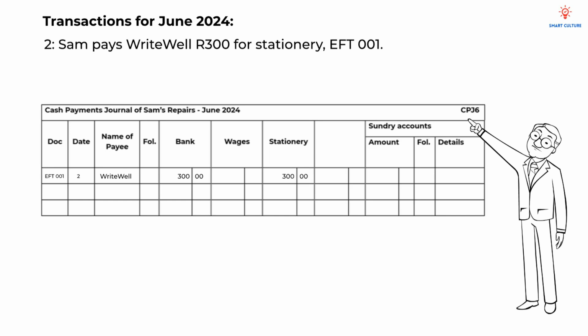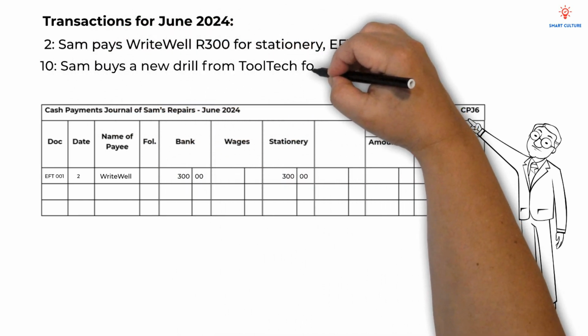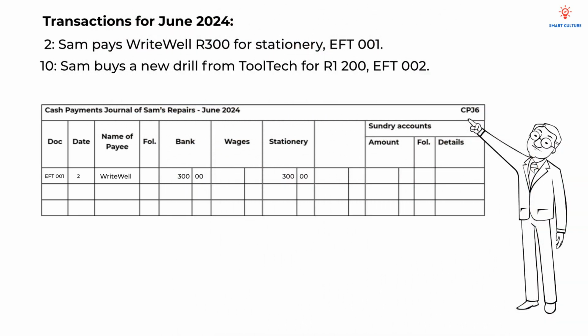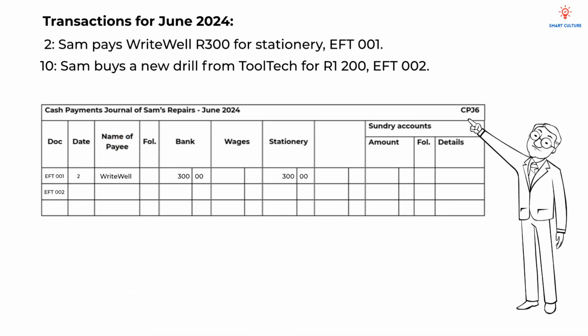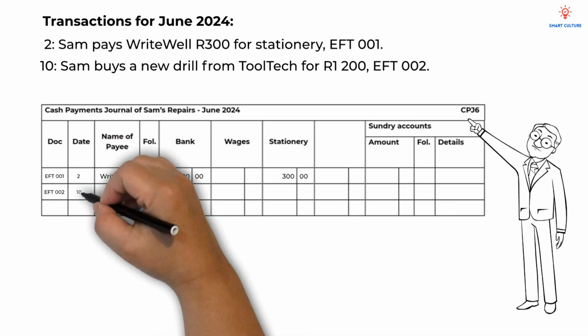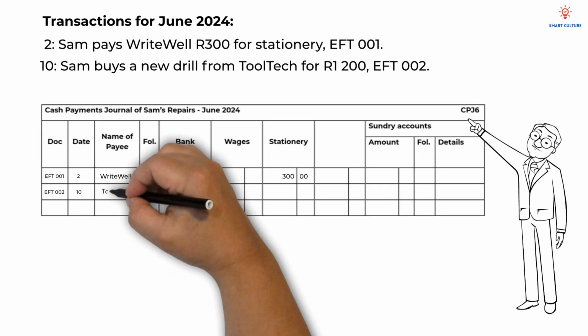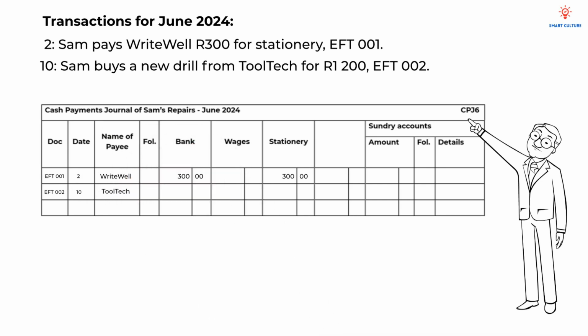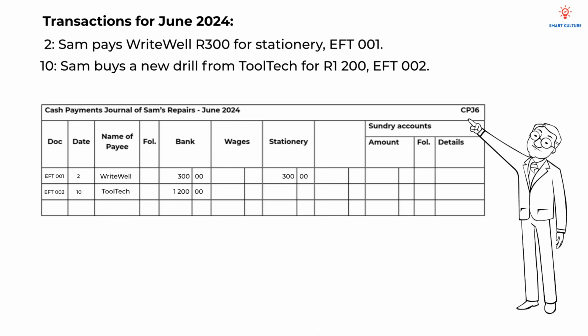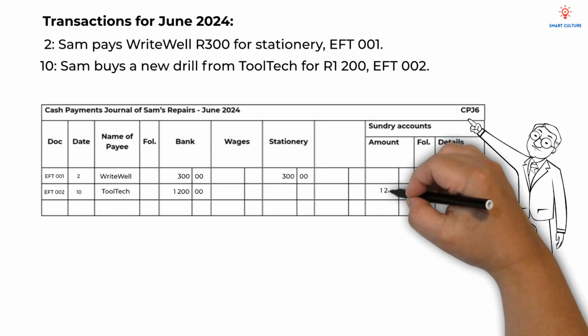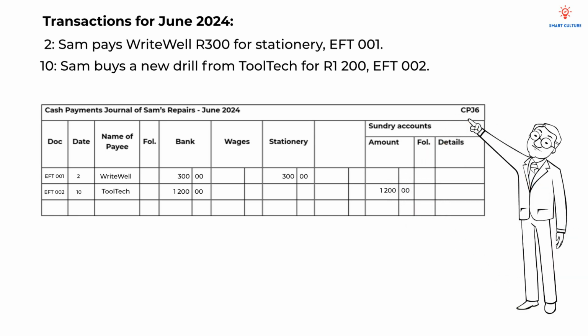Next, on the 10th of June, Sam buys a new drill from Tooltech for R1,200. That's equipment for his workshop using EFT 002. We write the following in the CPJ. In the documents column, EFT 002, date the 10th, name of payee, Tooltech. In the bank column, R1,200. And since there's no analysis column for equipment, we write R1,200 in the sundry accounts column and the details equipment.